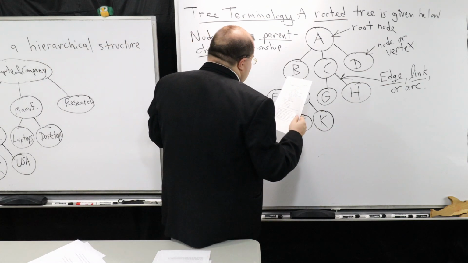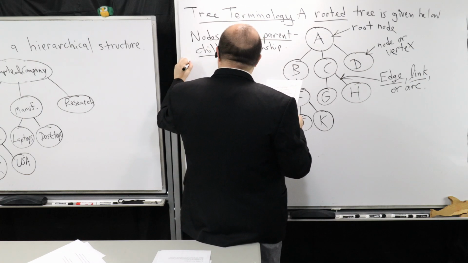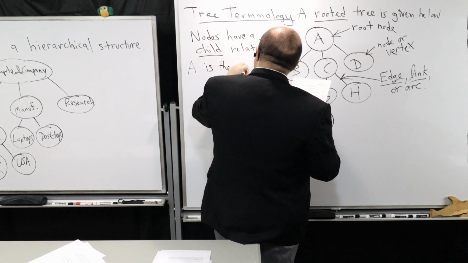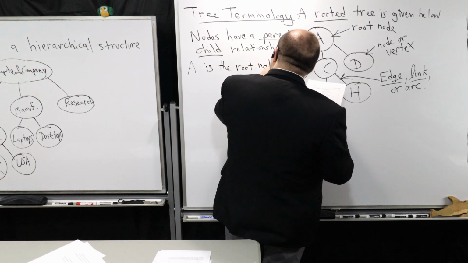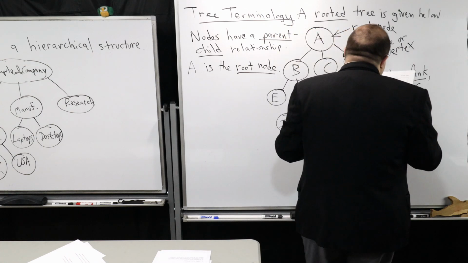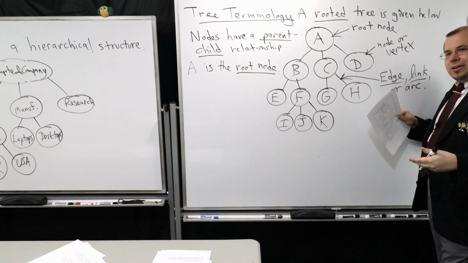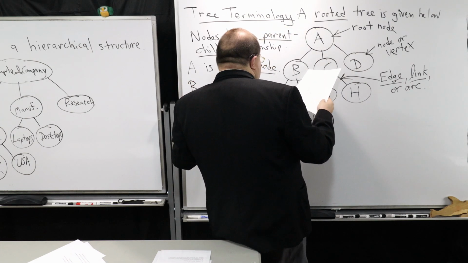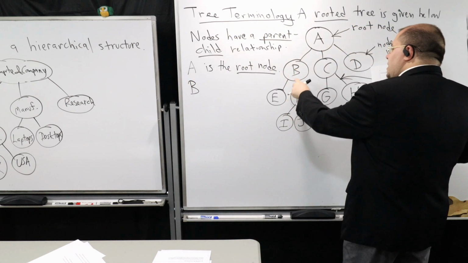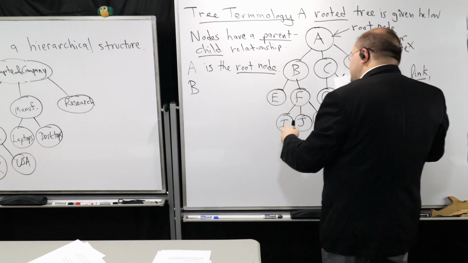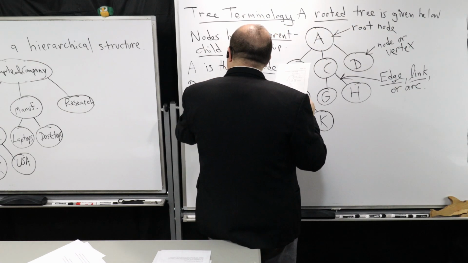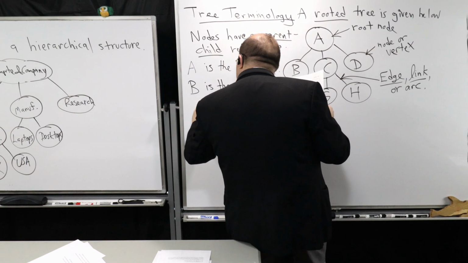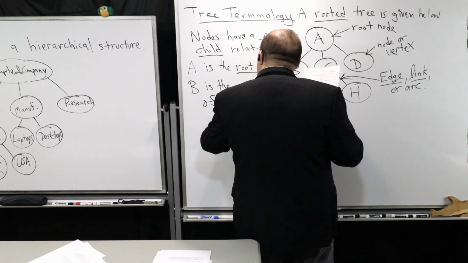So let's talk about some more terminology here. In this example, A is the root node, so we would call that the root or root node. Just to give you some clarity of how we would say these things, if I look at node B here, it's the parent of two nodes, E and F. B is the parent of E and F.